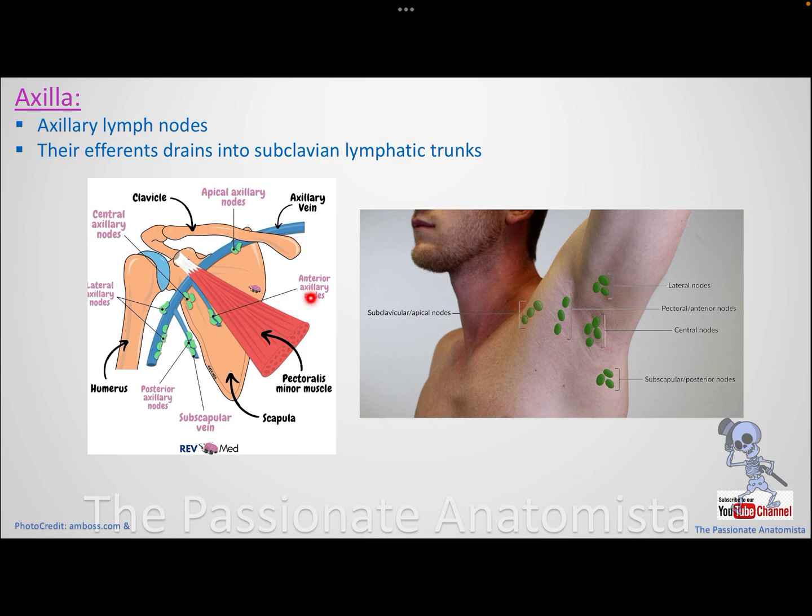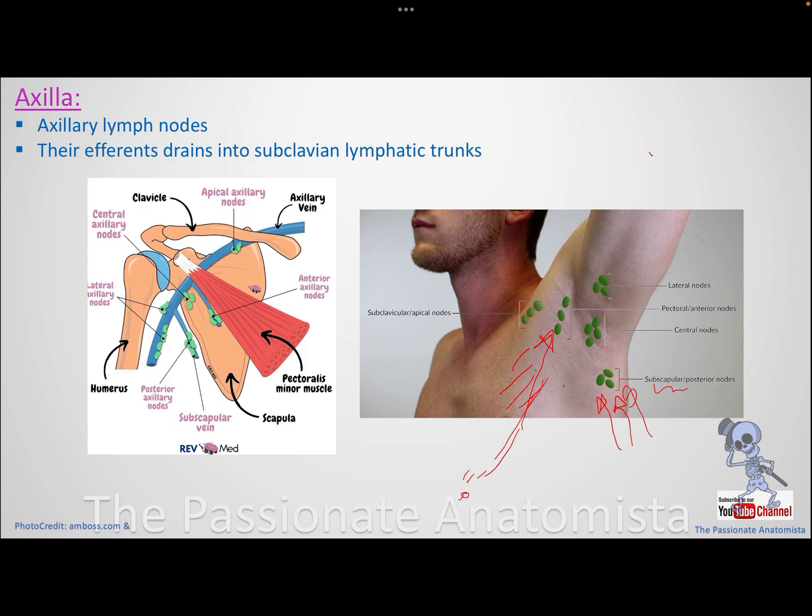The anterior axillary lymph nodes drain the chest and the supraumbilical region. So this is the chest and this is the supraumbilical region. They would drain into the anterior lymph nodes. And of course, the posterior nodes drain the posterior thoracic wall and subscapular region.